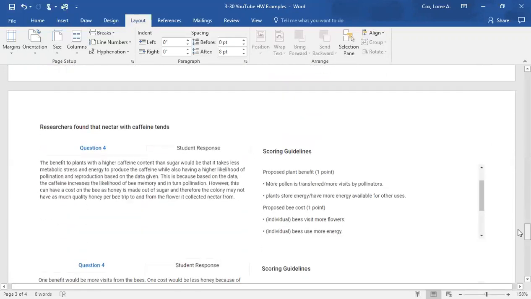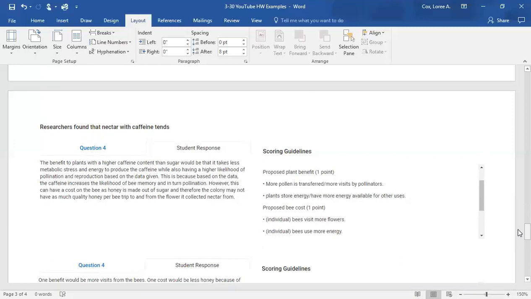Okay. All right, the benefit to the plants with a higher caffeine content than sugar would be that it takes less metabolic stress and energy to produce the caffeine, while also having a higher likelihood of pollination and reproduction based on the data given. Awesome. Okay, they tied in what was in the scoring guidelines, but they made it their own. They reworded it and elaborated.